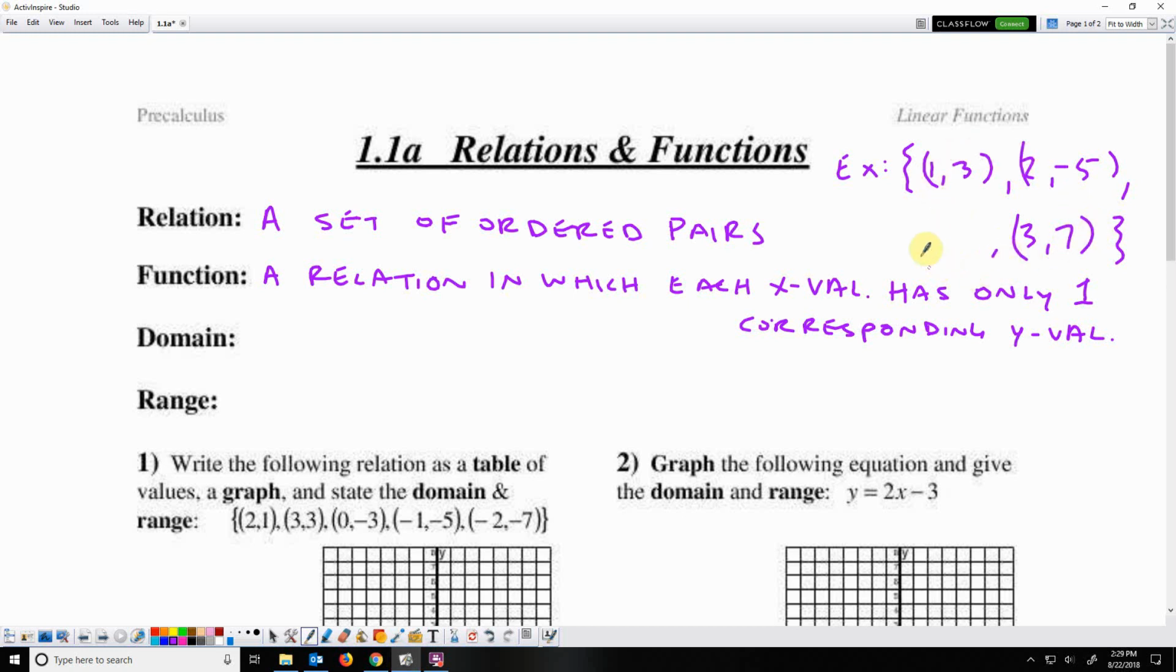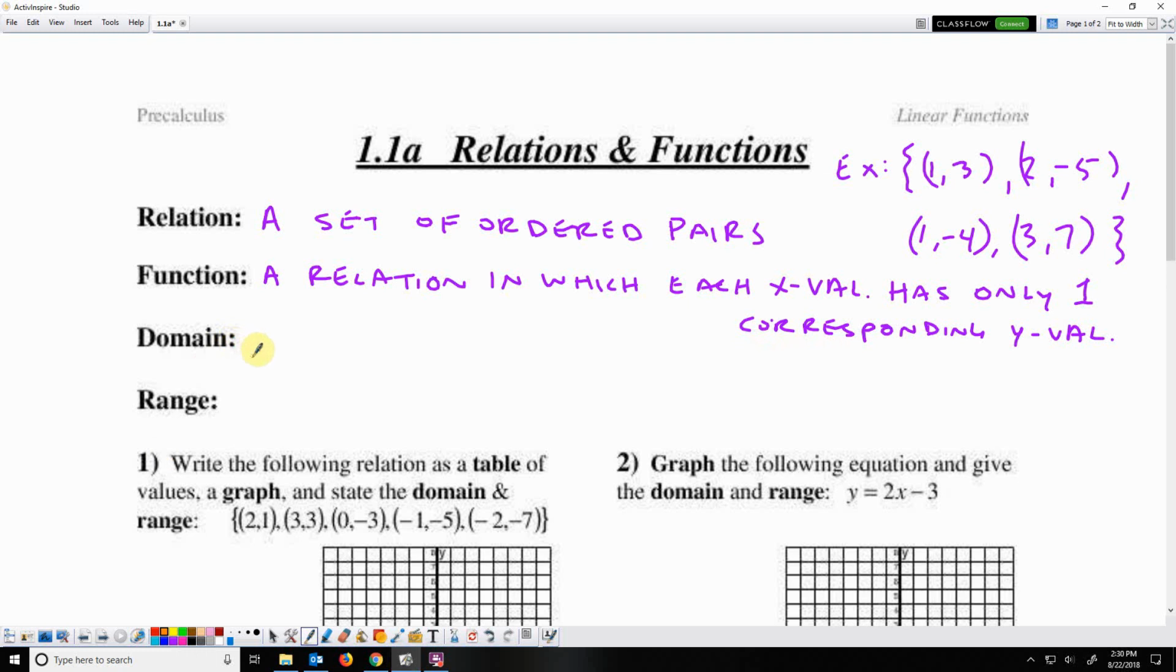But if I added the pair (1, -4), now it's not a function anymore because the x value 1 has two different y values, 3 and -4. So now it's not a function. So it's a function if each x value has only one y value. It's not a function when one of the x values has multiple y values.